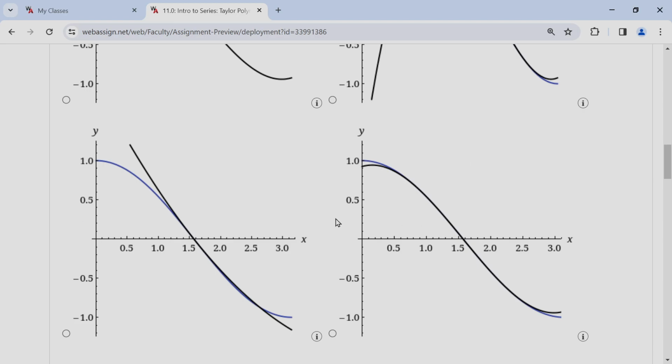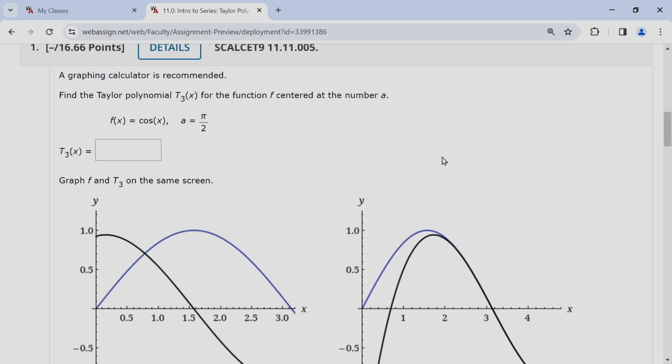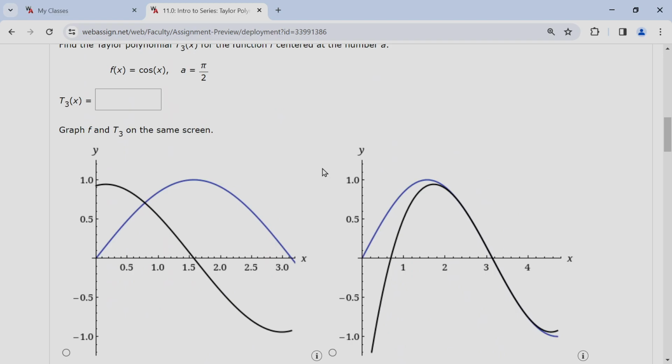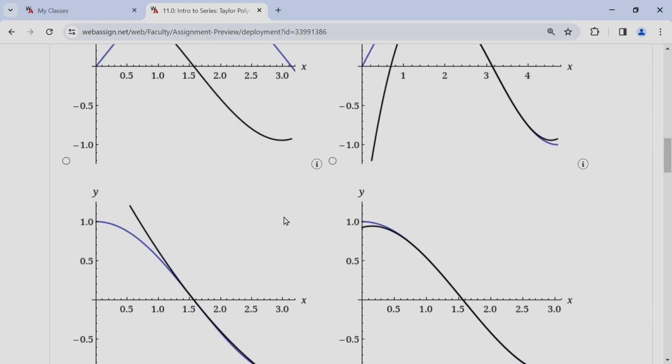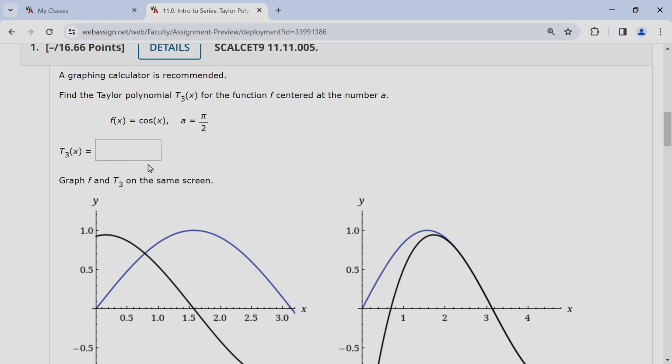Maybe sketch a graph in Desmos or something to see exactly which one it is, because those look pretty close. I guess if we're letting the black one be our cosine, or is the blue one our cosine? It doesn't even say. Fun. Okay, well, do your best to try to parse this out. I would recommend getting a picture from Desmos. You can just take your expression here for T3, take your cosine x and graph them. When you graph them, it's a beautiful picture, so I certainly recommend it.